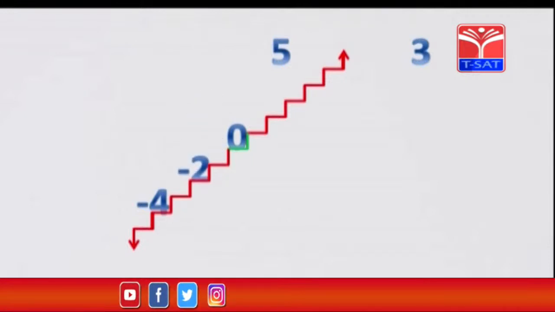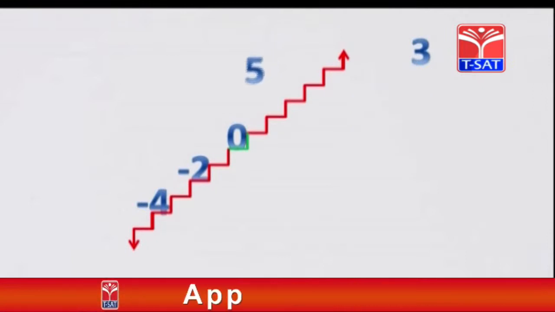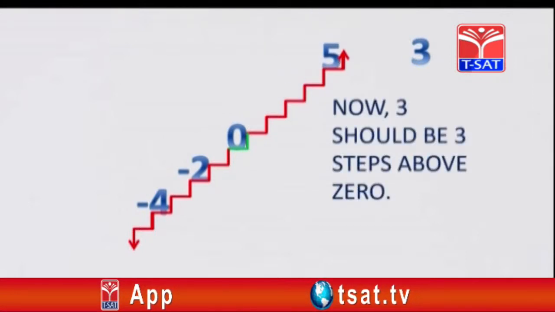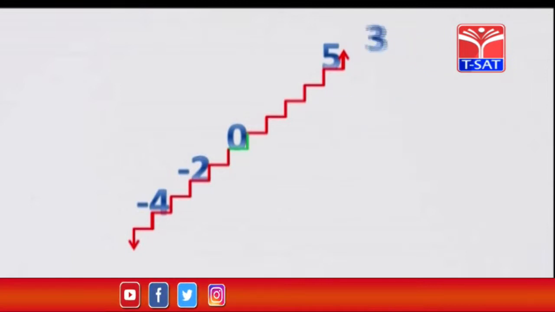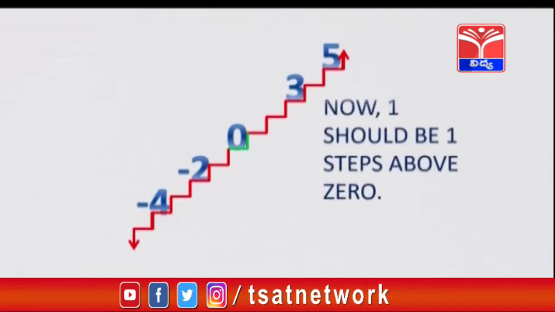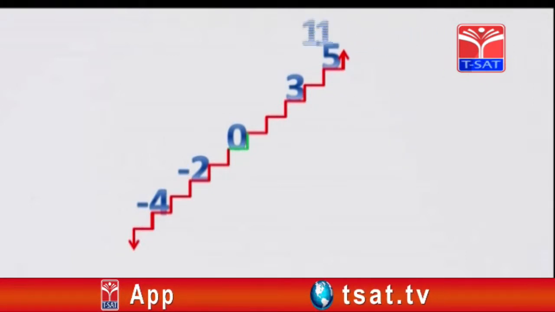Now what number comes next? It is 5. As it is a positive number, it should lie above 0, so it lies 5 steps above 0. Next it is 3. 3 is also a positive number, so 3 lies 3 steps above 0. And here comes our last digit, 1. 1 is also a positive number, and it lies just 1 step above 0.